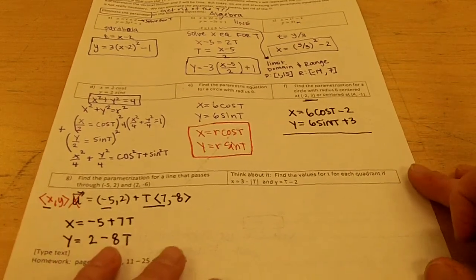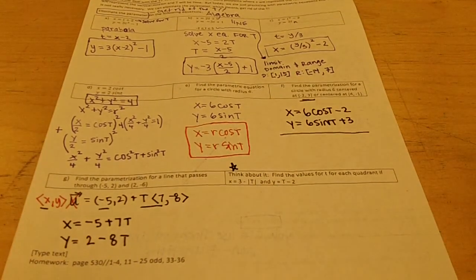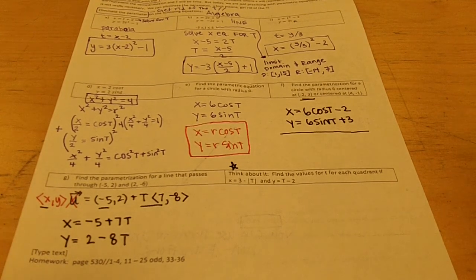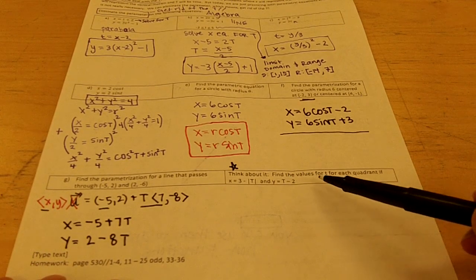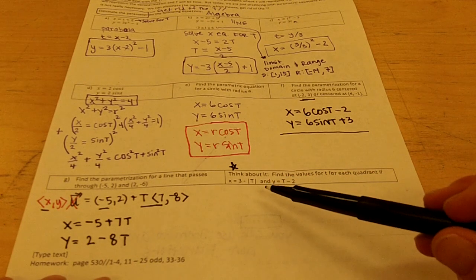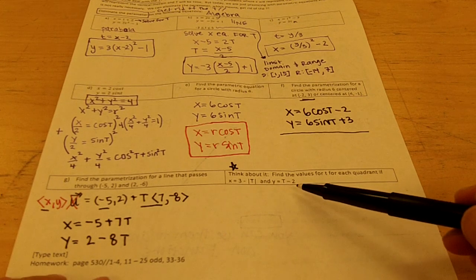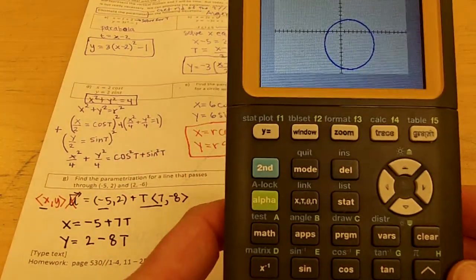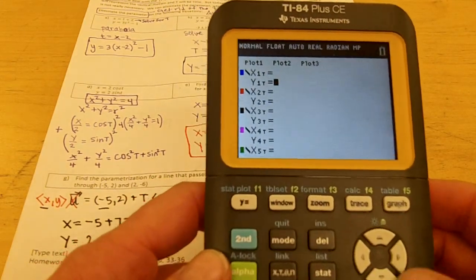Alright, so the only thing that's going to make you think a little bit more today than you already have is this problem here. That's why it says think about it. Okay, put on your thinking caps. Ready? Okay, sorry. So find the values for t for each quadrant if x is equal to 3 minus the absolute value of t and y is equal to t minus 2. Alright, I have no idea what whoever made this worksheet is talking about. I just learned how to do this. How am I supposed to think about this? People are crazy.